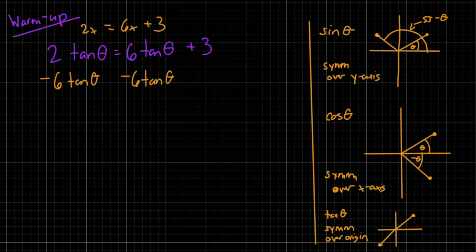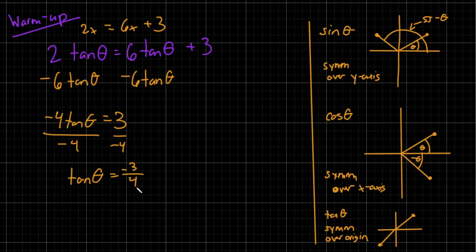To make it a little bit easier, we should have gone -4 tangent of theta equals 3. What do you want to do next? Divide by just -4. So now I have tangent of theta equals -3 over 4.